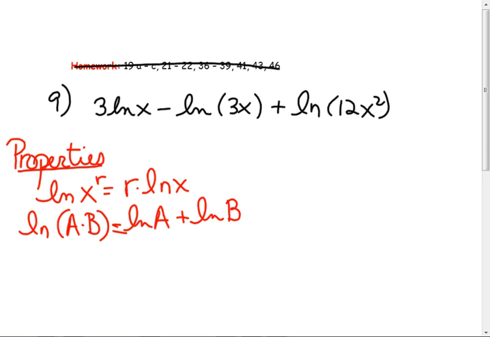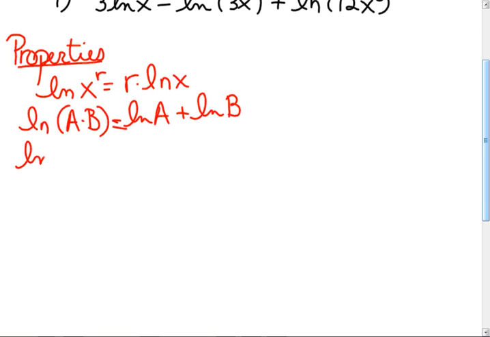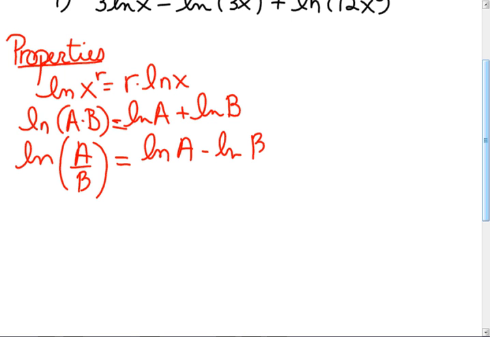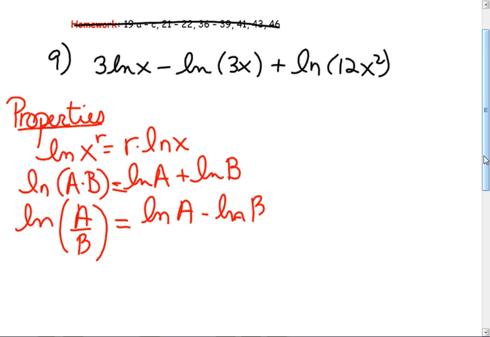So what's the log of A divided by B? Because we're dividing, we have the same base. What do you do with the exponent? You subtract it. Okay. Now, if I want to combine my logs into a single log, I can't have that 3 there. So this is the log of x to the third.